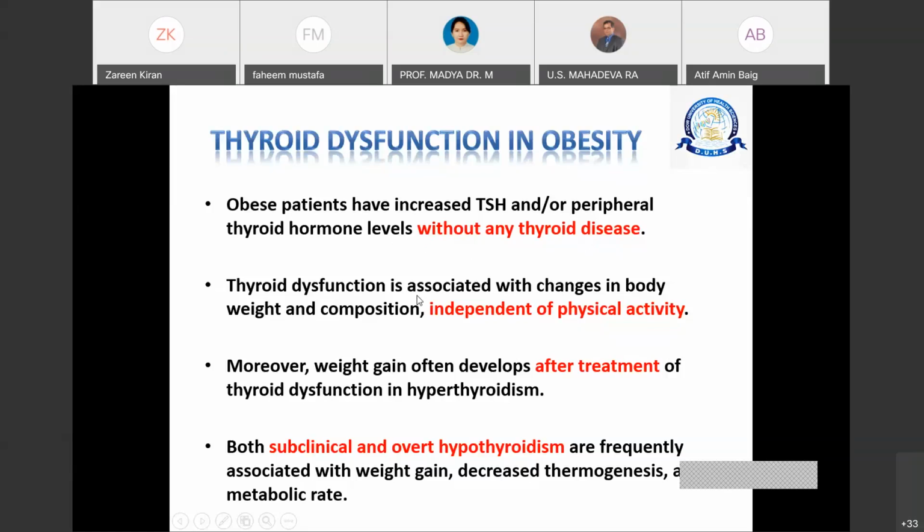Thyroid dysfunction is associated with changes in body weight and composition, and this is independent of physical activity. If there is a dysfunction, then the changes in body weight will take place regardless of whether the patient has been following a very healthy lifestyle. And weight gain often develops after treatment of thyroid dysfunction in hyperthyroidism. This was also talked about earlier: when you treat hyperthyroidism, you are addressing the basal metabolic rate problem, and obviously weight changes are expected. Both subclinical and overt hyperthyroidism are frequently associated with weight gain, decreased thermogenesis, and decreased metabolic rate.